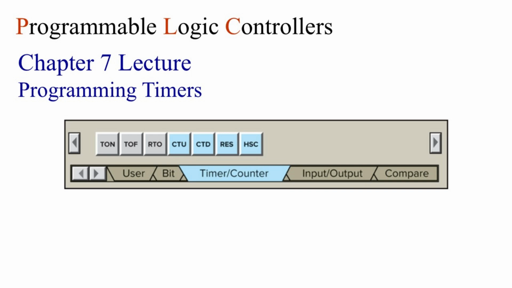Welcome to Chapter 7, Timers and Programmable Logic Controllers. In this lecture, we'll learn how timers control the timing of events inside a PLC program. You'll see how they delay, maintain, and retain actions in automation systems. We'll focus on three key types: on-delay, off-delay, and retentive on-delay timers.